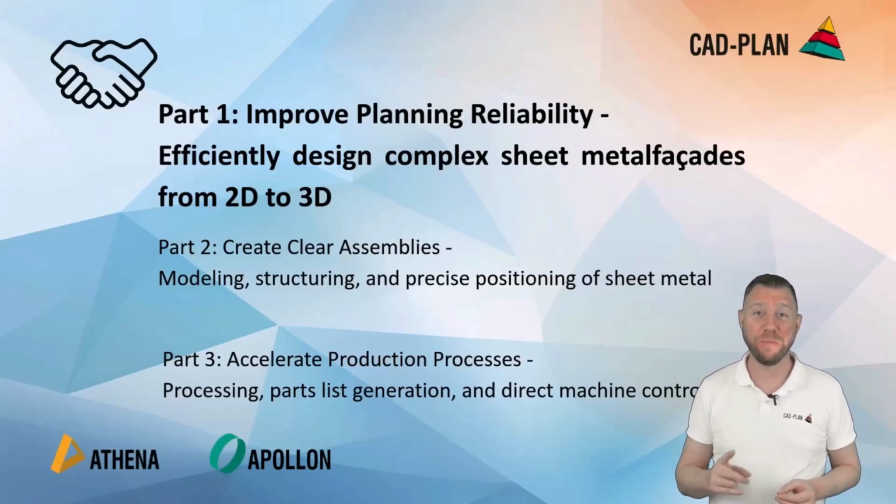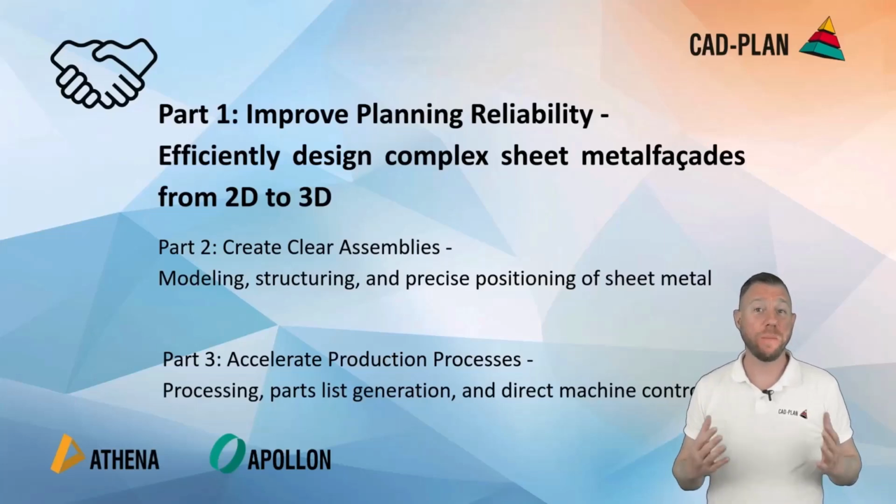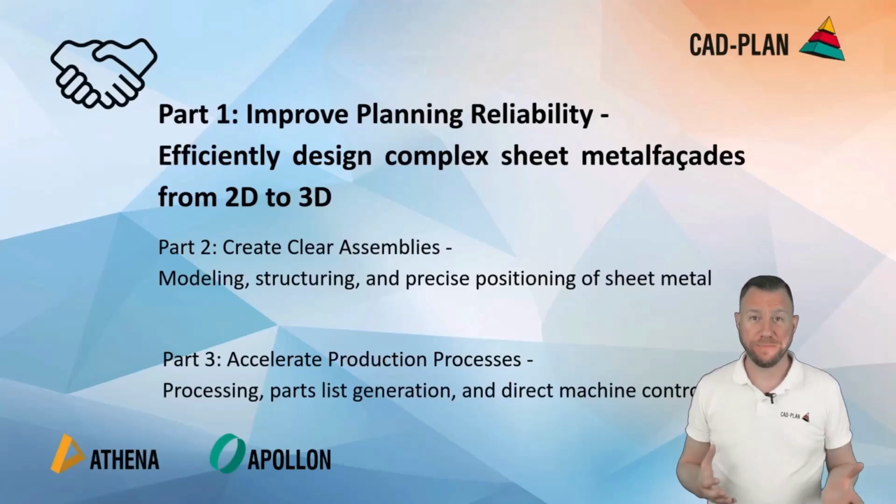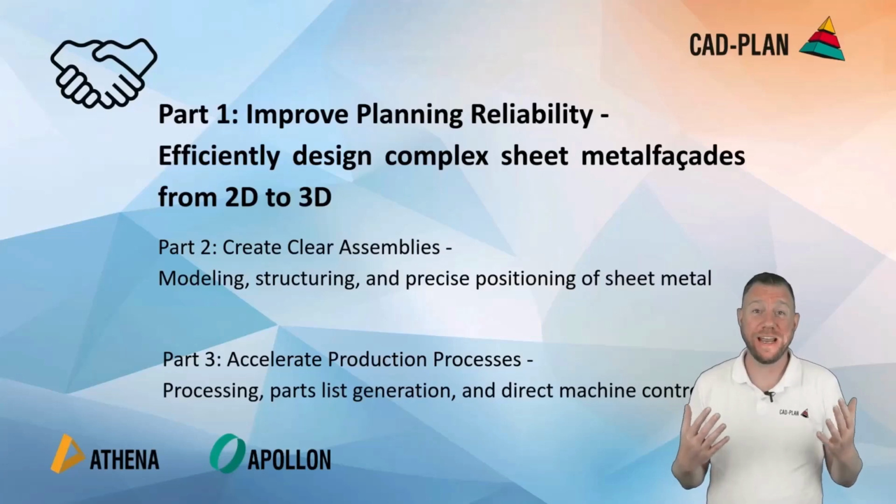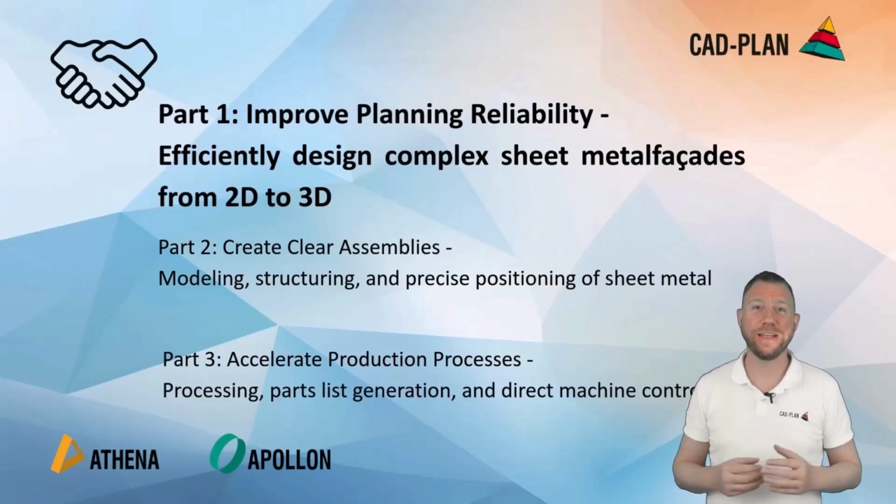In Part 3, we will then focus specifically on manufacturing. Here, the emphasis is on how the engineered components can be further processed in a production-oriented way and prepared optimally for fabrication. This includes flat patterns, bills of materials, and the seamless transition into downstream manufacturing processes. You will see how concrete production data is generated from the prepared design and how it can be used directly in the next stages of the workflow.